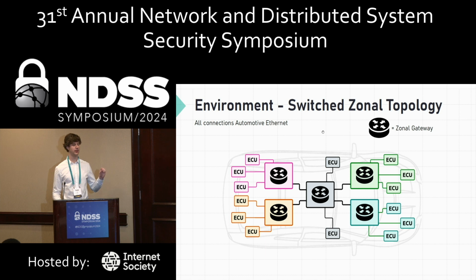For this talk, we're going to assume this environment, which is a switched zonal topology. Every ECU is connected with a one-to-one connection to a zonal gateway where there's one for each physical zone of the car. If you've worked with real cars, you know this is not how it looks right now. There's CAN buses and FlexRay and other things going on. But I want you just to imagine, what if your car did look like this one day in the future? Because automotive Ethernet is becoming more popular. What could you do with this?